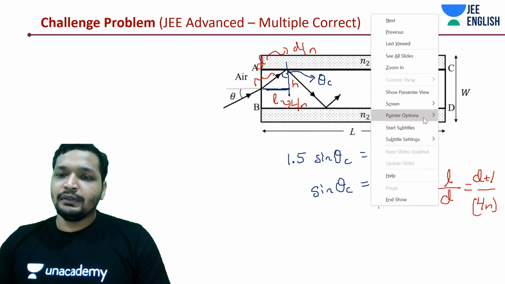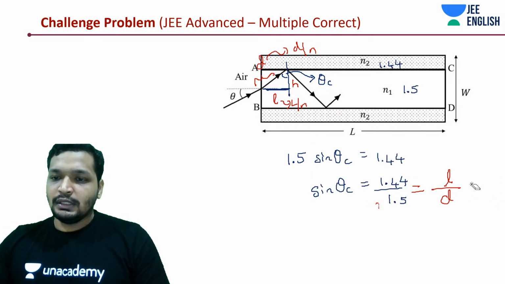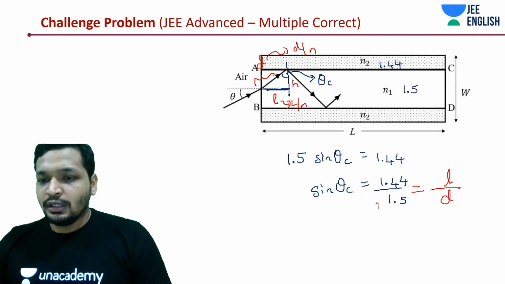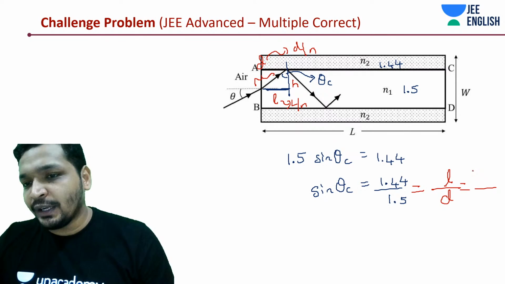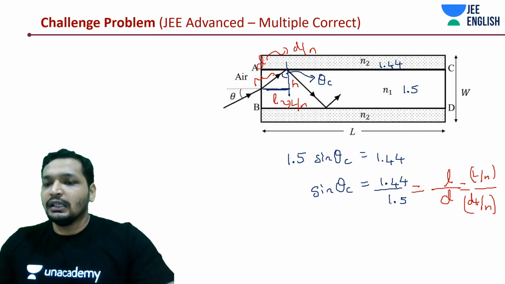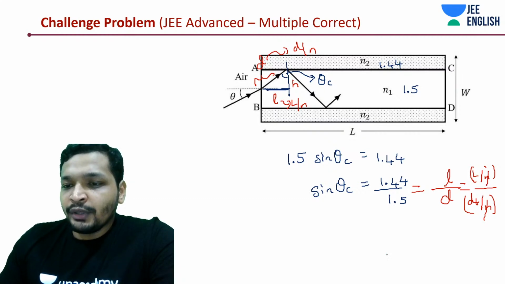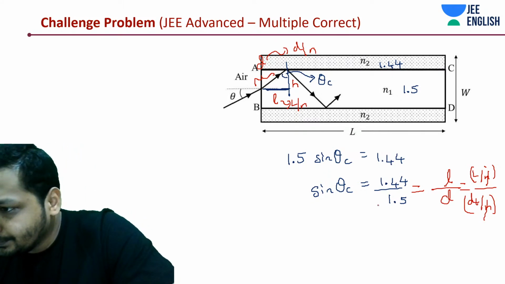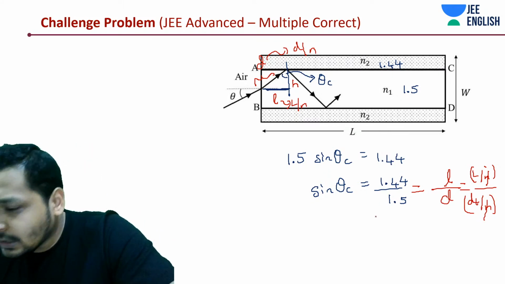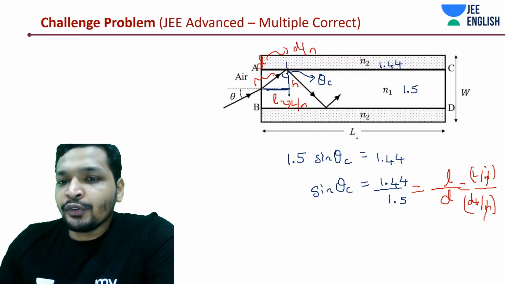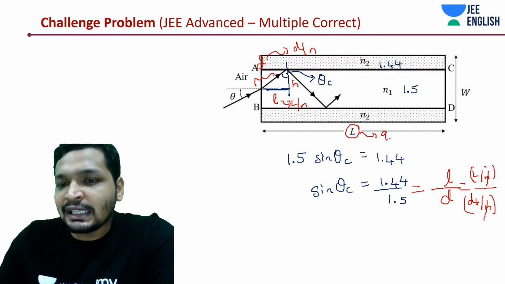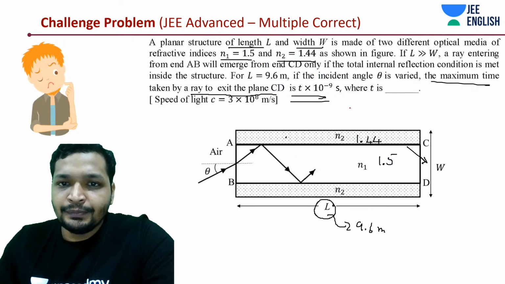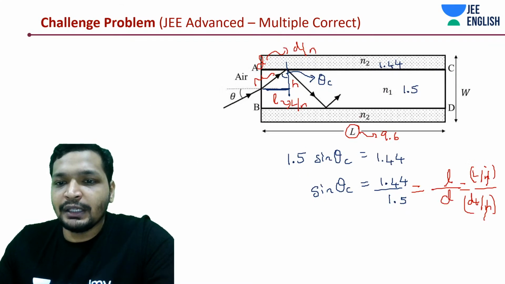So the total distance dt by, let me rewrite it, this should be capital L by n, and this should be the total distance dt traveled by n. So this is the distance traveled by the light. Cancel out the n, and what do you get? Small parts, it's basically equal to L by n and dt by n. Yes, the total length traveled is 10 meters. And given to you the length is 9.6 meters.